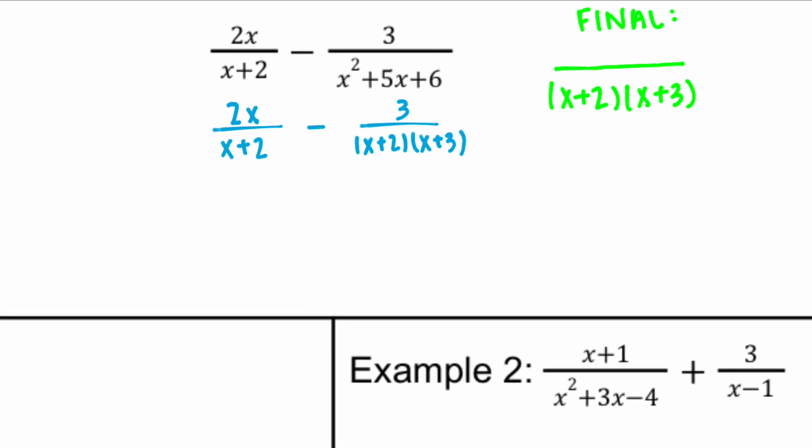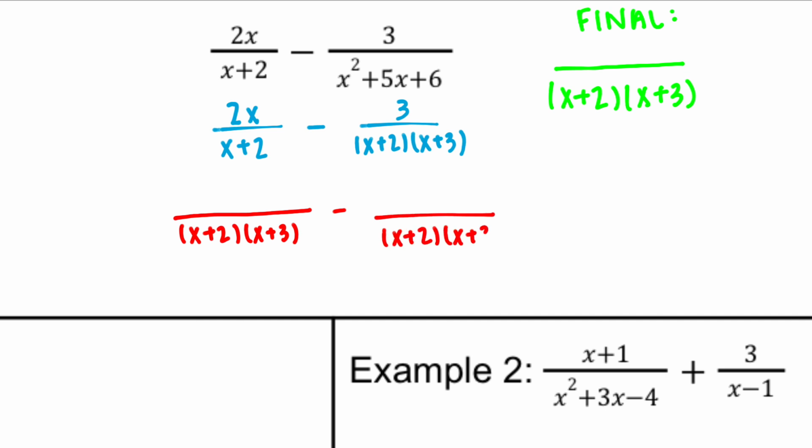I have 2 pieces here, and I already talked about how my final needs to have x plus 2 times x plus 3 in every single one. So I'm going to go ahead and write that. I'm going to have x plus 2 times x plus 3 on the first piece minus something over x plus 2 times x plus 3. Now I still have to figure out what I'm missing. So the first one has x plus 2 already. But in order to have x plus 2 times x plus 3, I need to multiply by that missing part.